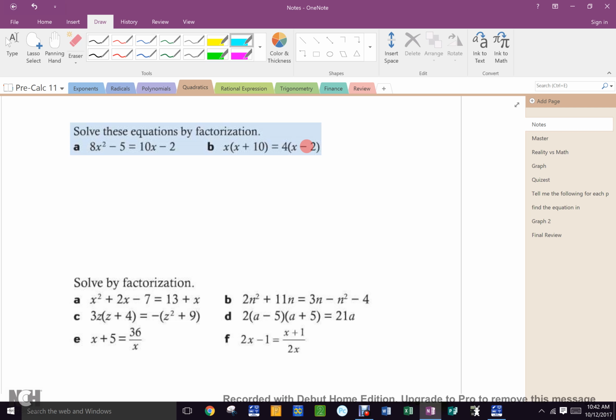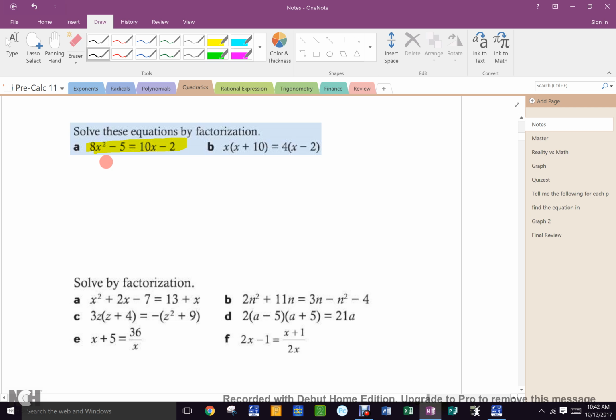What do you notice about this guy? Does he have all the same parts? But does it look like something I can factor? No. What do I got to do, Luke? Put everything on one side, right? So what would I do with this guy before I could factor him?